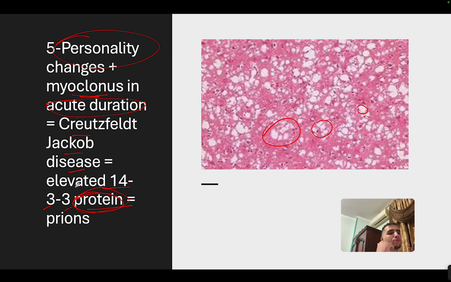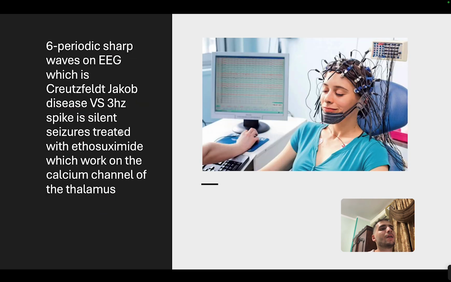So they will present you a person acutely because it's an infection. That's why it would be acute. So 3 months, he just developed personality change, memory loss, and then he's having myoclonus, very important, okay? Then they will ask you what would be the diagnosis: Creutzfeldt-Jakob.